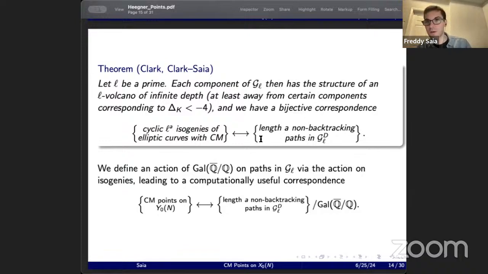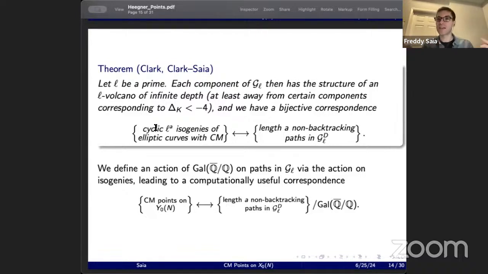So this is kind of just coming from the definition of the graph, right? Edges are cyclic L isogenies. If you take paths, you're getting L power isogenies. The non-backtracking is just to make sure they're actually cyclic. Like you don't want to get a non-cyclic isogeny by traversing an edge and then following it up by its dual and getting like a multiplication by L map.